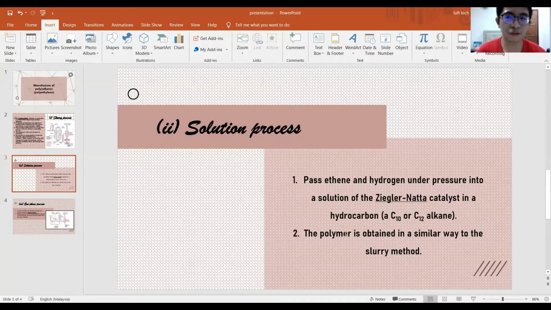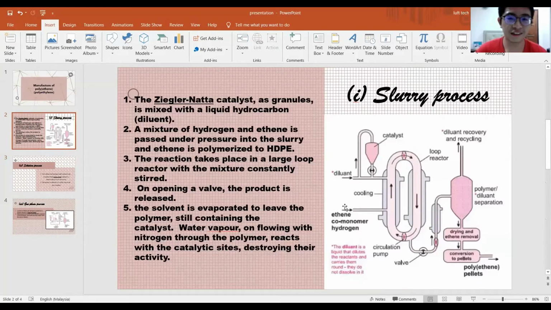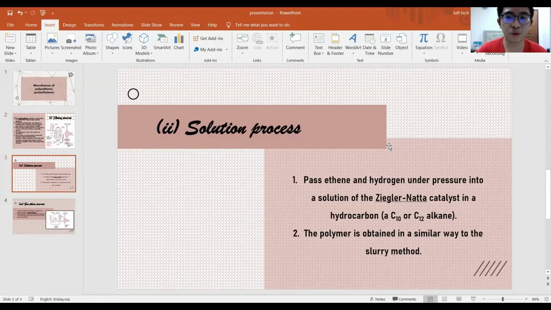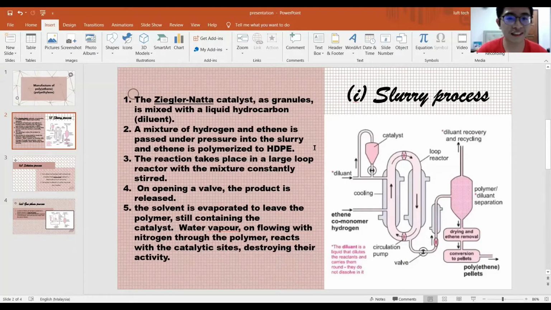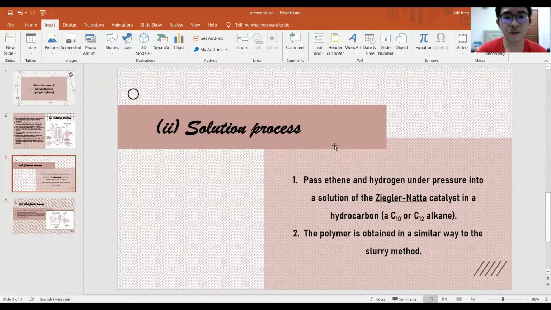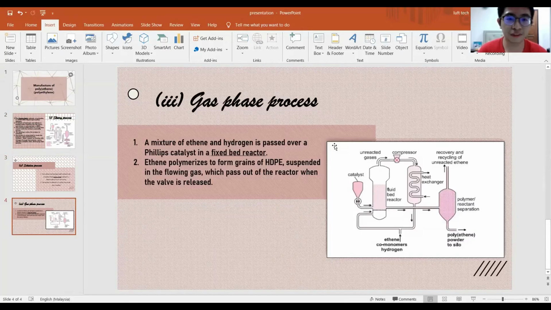I'm not going to put a picture here, as these two processes are more or less the same, but the most important fact is they both use the Ziegler-Natta catalyst. So the third process, which is the gas phase process, actually uses a different catalyst.